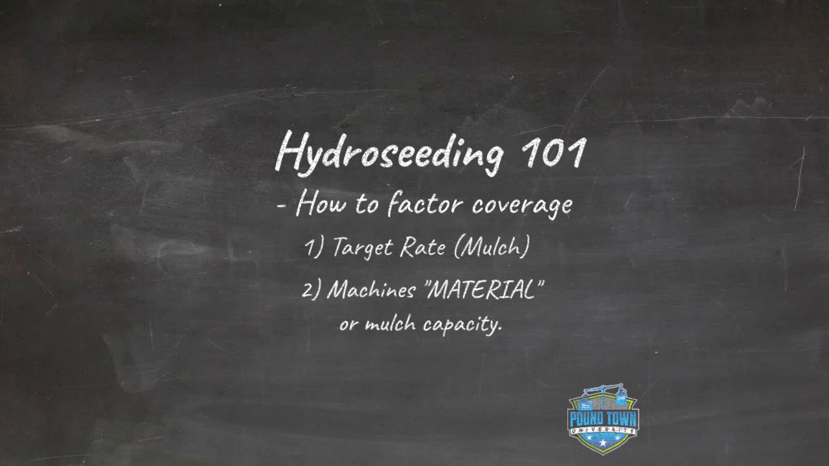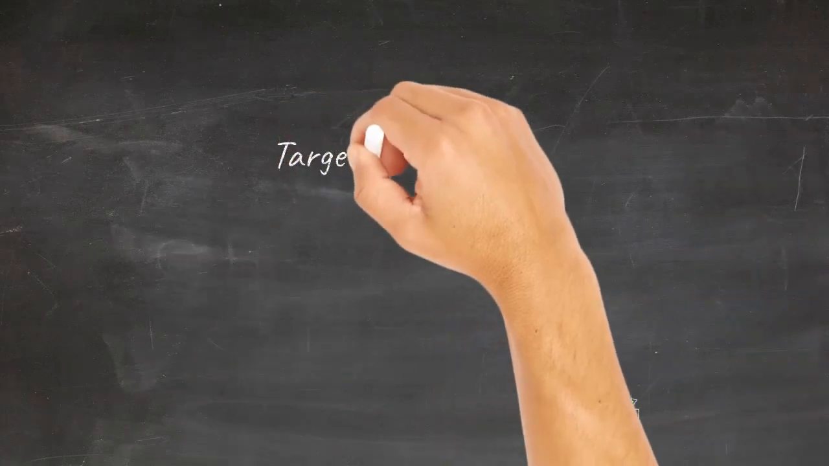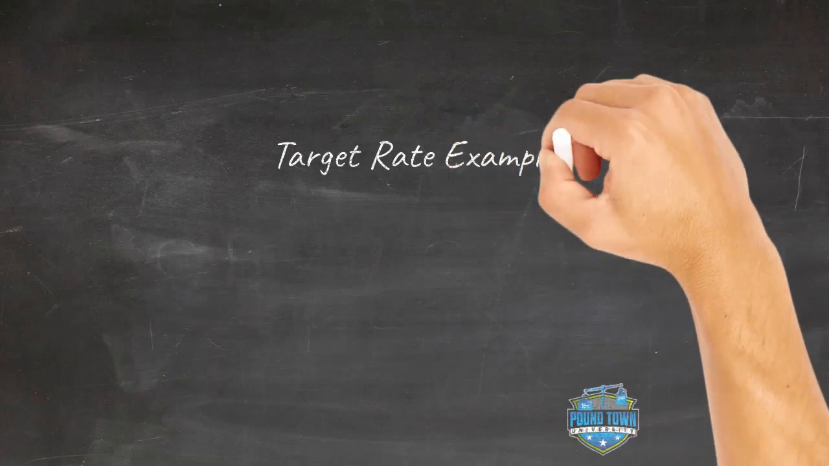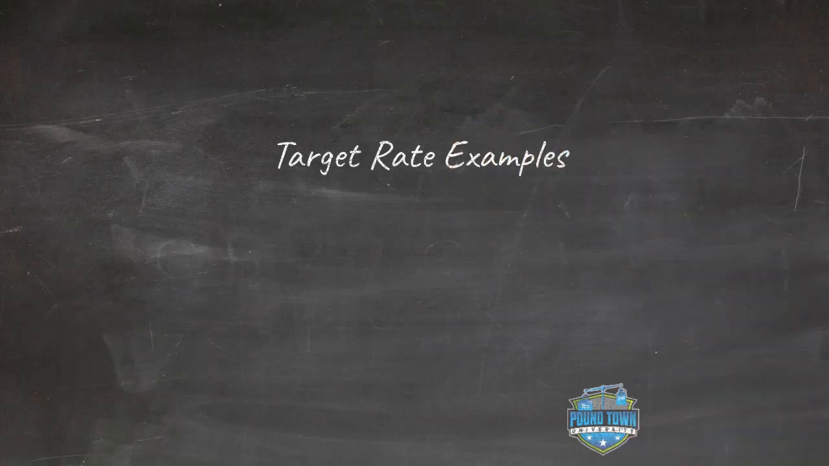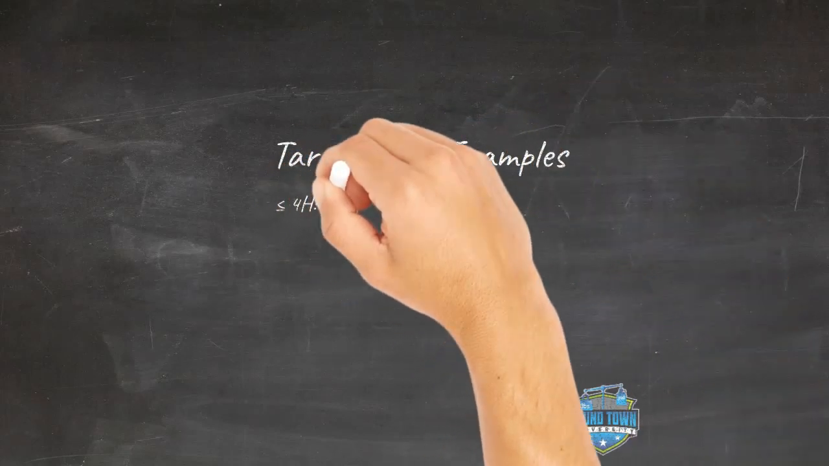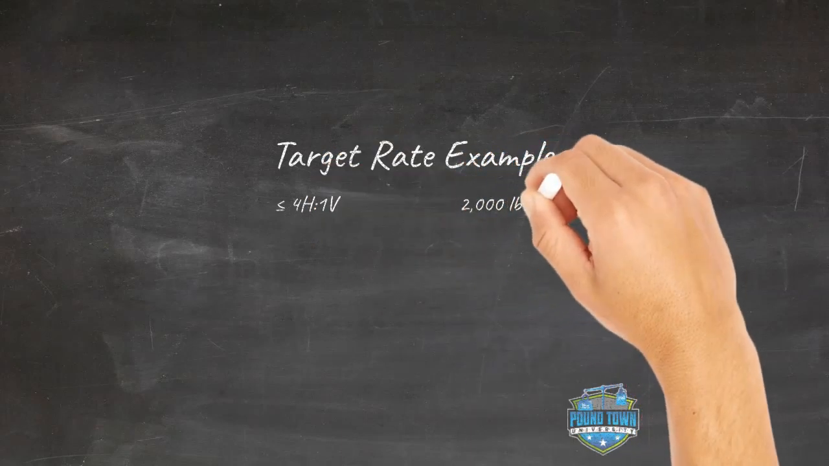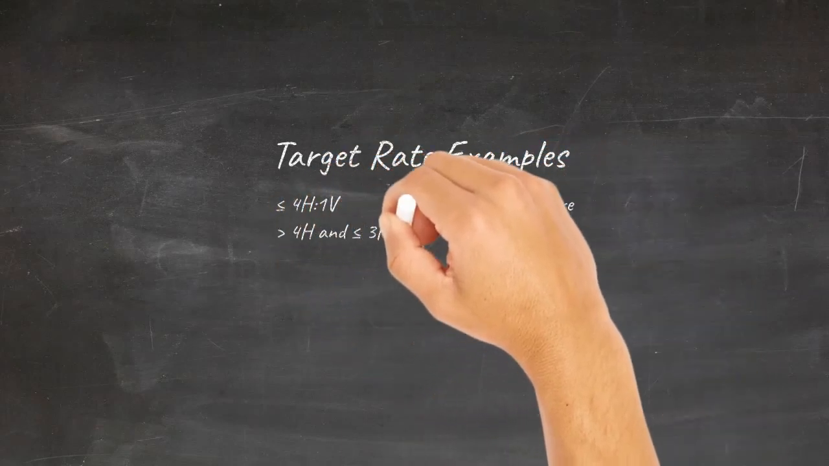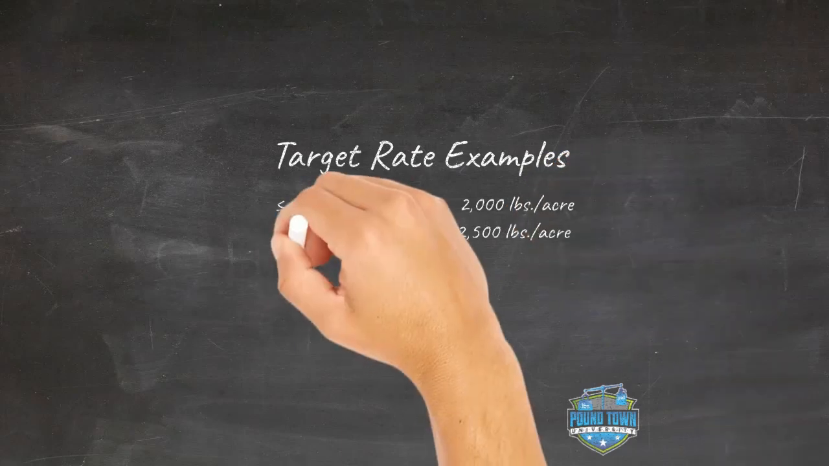It's important to note that not all units of equivalent size are capable of handling equivalent material capacities. If you're unsure of your machine's material capacity, we encourage you to consult with the manufacturer or an authorized dealer. Let's look at an example of some suggested application rates. You may see something similar on the label of your mulch.